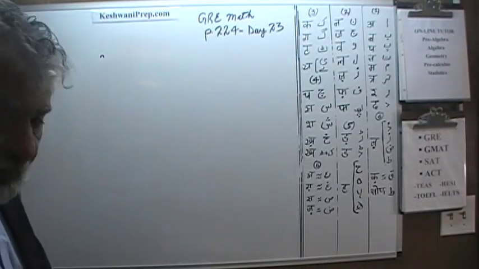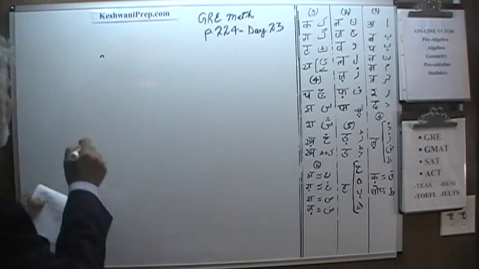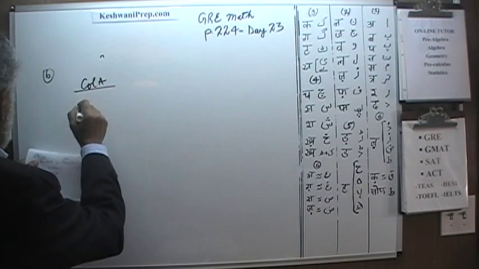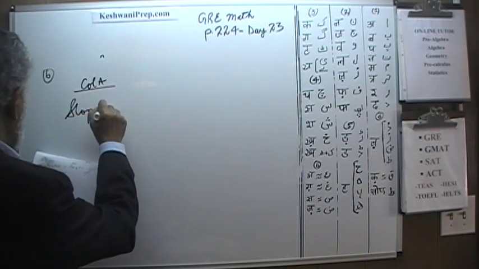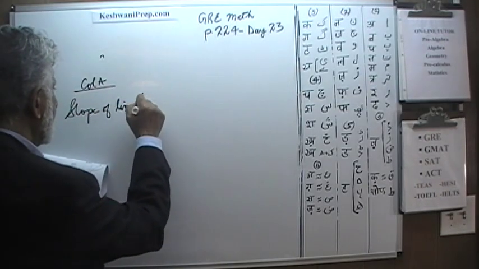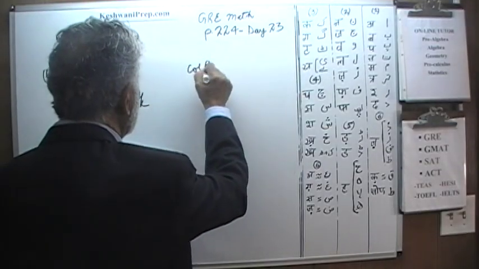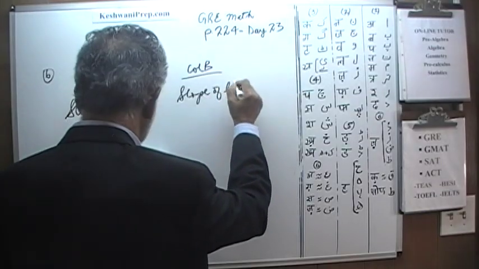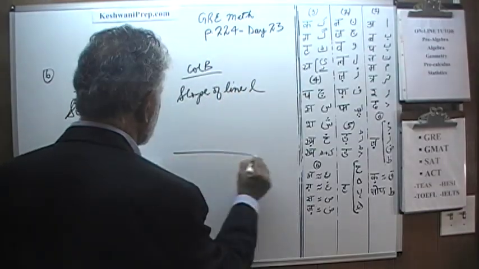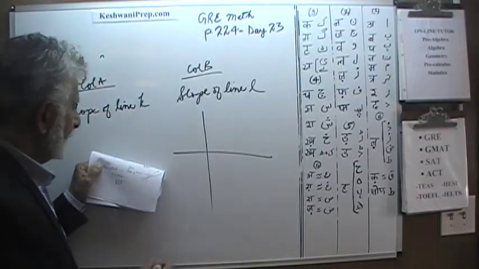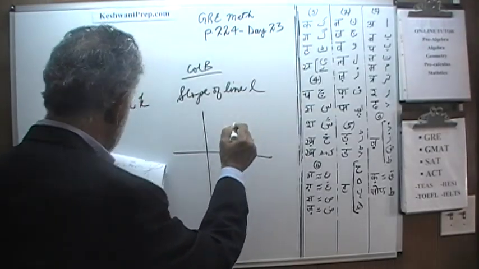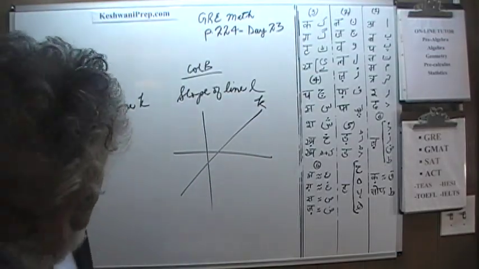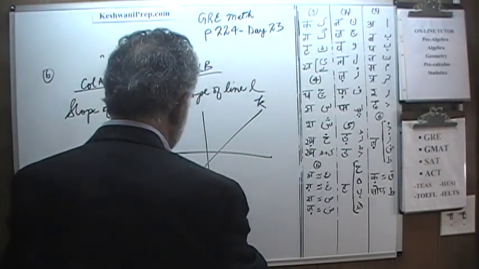Problem number 6 is just as silly. It's a very simple problem. Problem number 6. Column A: we are told slope of line K, versus column B: slope of line L, and this is how the picture looks. There is line K, and there is line L.